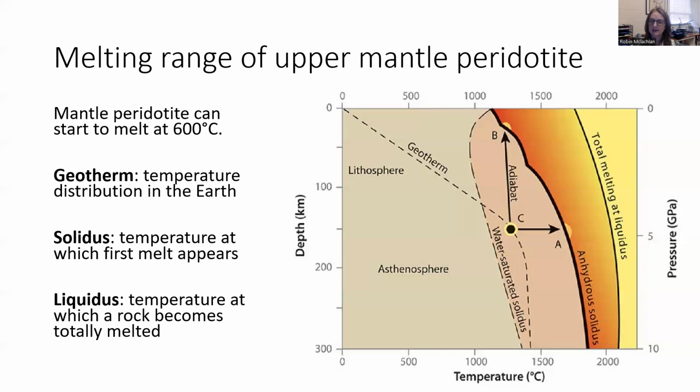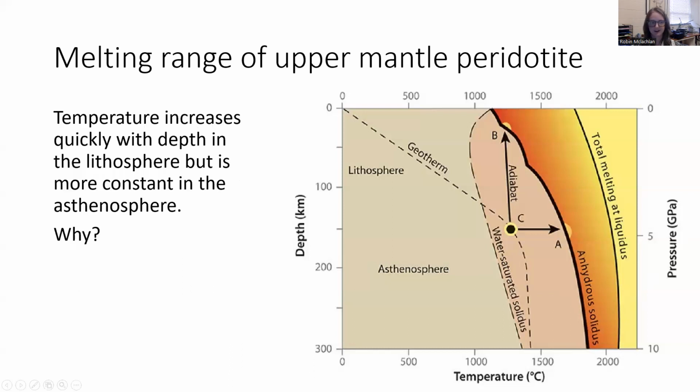And then the liquidus is when it's totally melted, right? So for example, a rock that is 200 kilometers deep and 2000 degrees Celsius, it'll have started to melt. There'll be melt there, but there'll still be some solid pieces. It won't be all the way melted until it gets hotter and hotter and hotter and actually passes that liquidus.